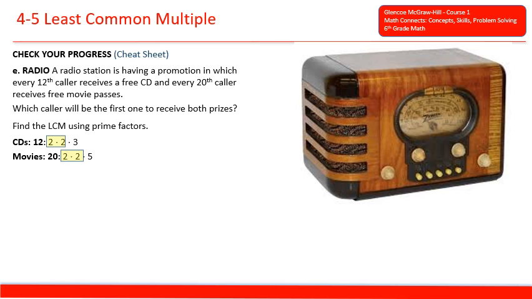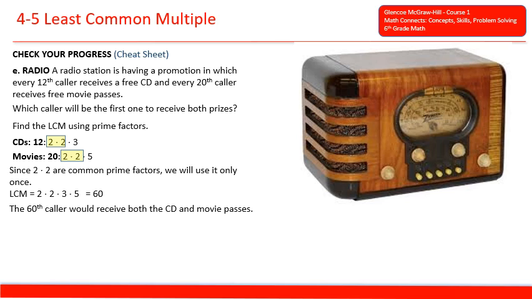So this is different than the previous examples, where we have 2 sets of 2's, right? So since 2 times 2 are common in prime factors, we will use it only once. So we're going to use 2 twice because there's 2 sets of 2's, and then the 3 and the 5. So the least common multiple is 2 times 2 times 3 times 5, which is 60. 2 times 2 is 4, times 3 is 12, times 5 is 60. The 60th caller would receive both the CD and the movie pass.